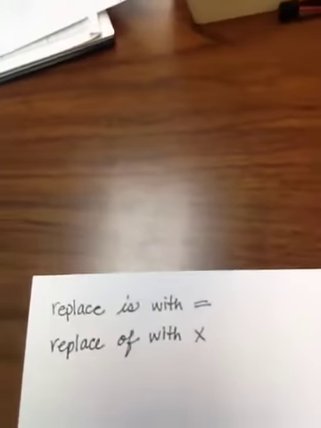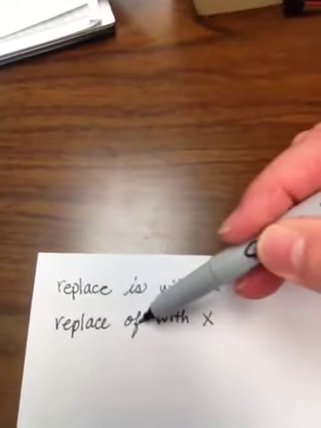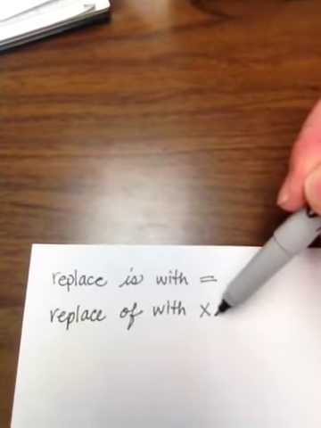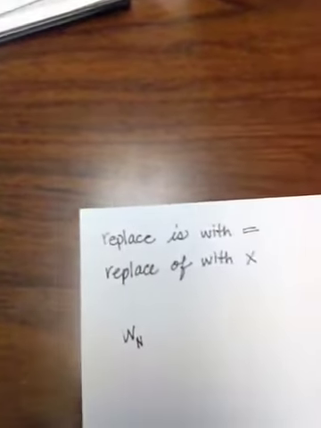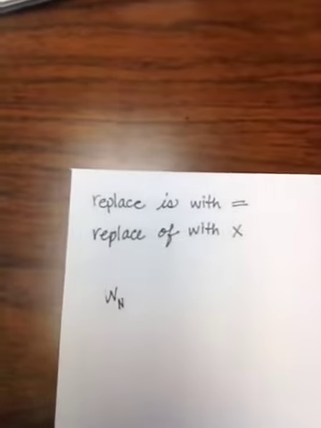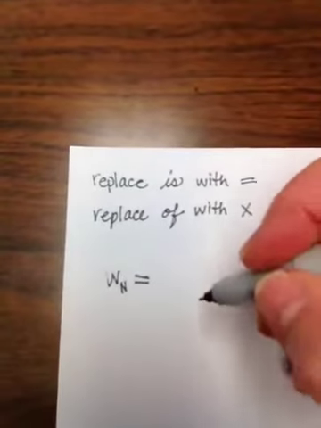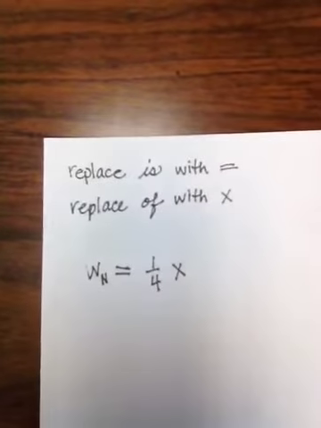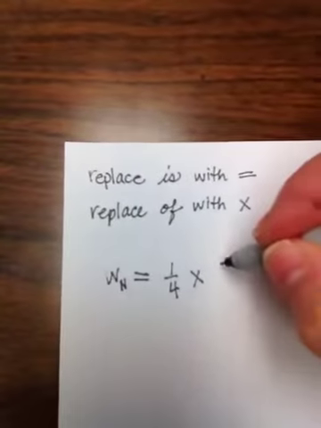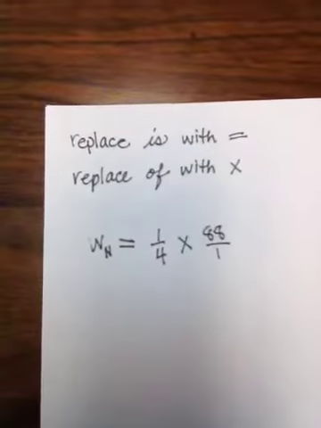Let me show you. Whenever you read a problem with the word "is," you're going to think equals. "Of," you're going to think multiply. And we are going to use WN for "what number." So: what number is 1/4 of 88. Now we have an equation and we can solve it.